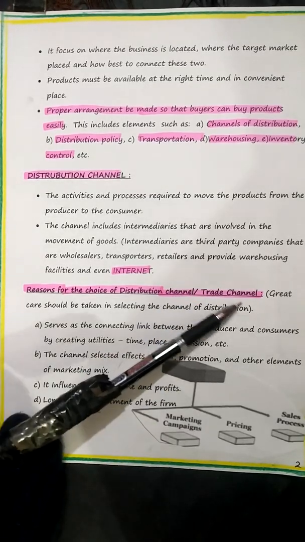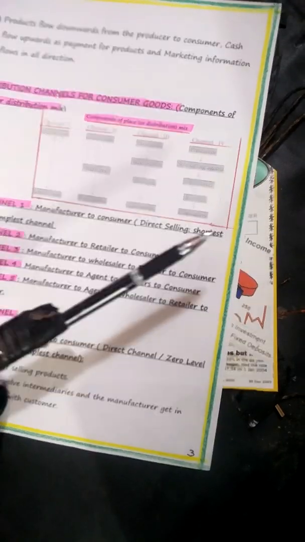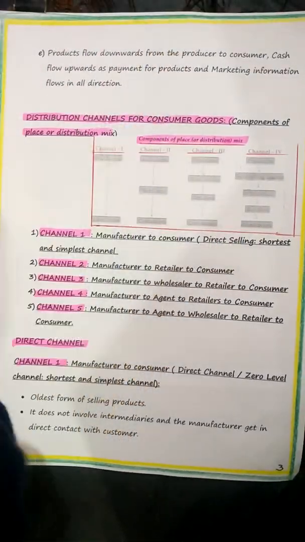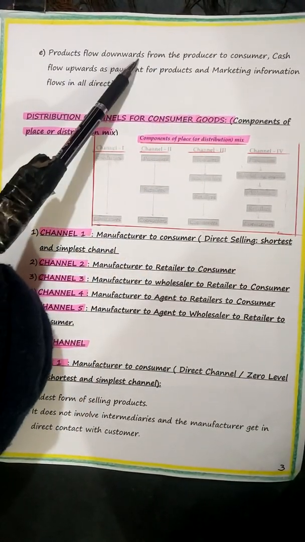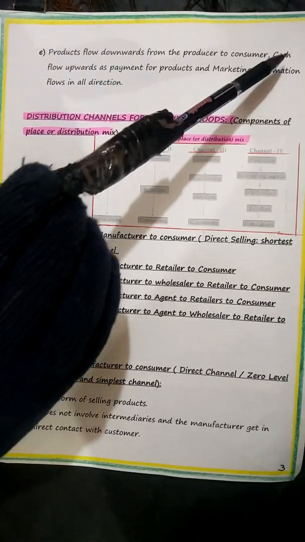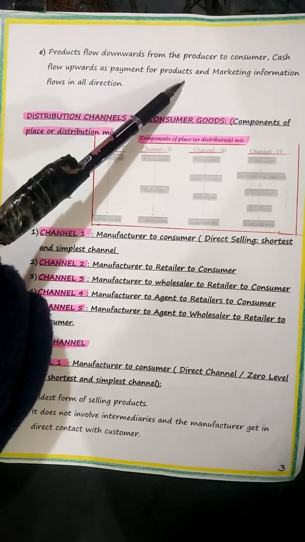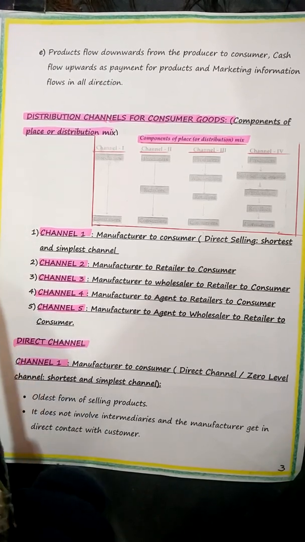And the fifth one is also very important, children. Through distribution channel, products flow downwards, upwards, and sideways. That means in all directions. Through the distribution channel, three things happen: product flow, cash flow, and information flow. Products flow downwards from the producer to the consumer. Cash flows upwards for payment of products. And marketing information flows in all directions. So you have noted down 5 points, children.